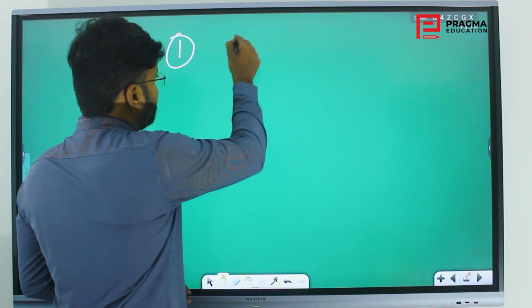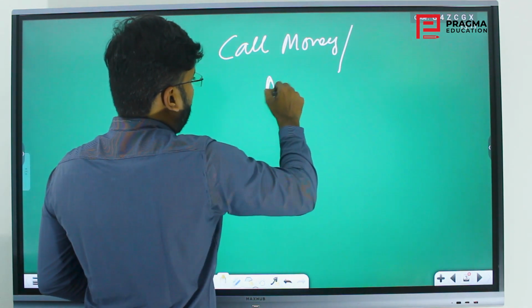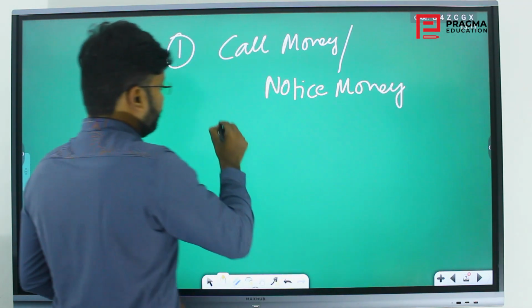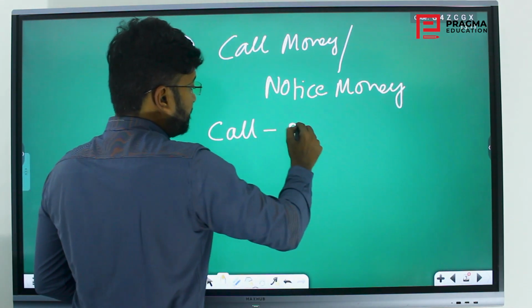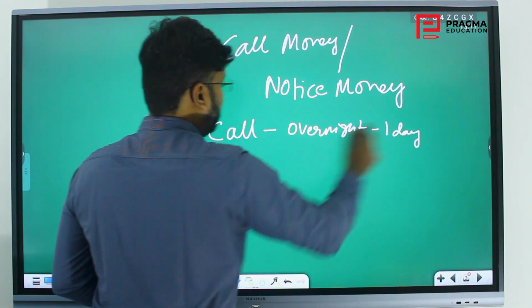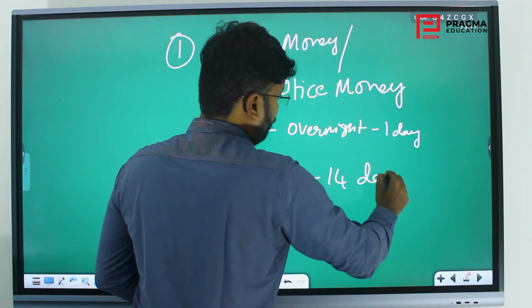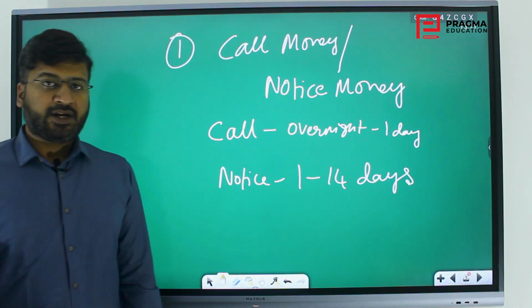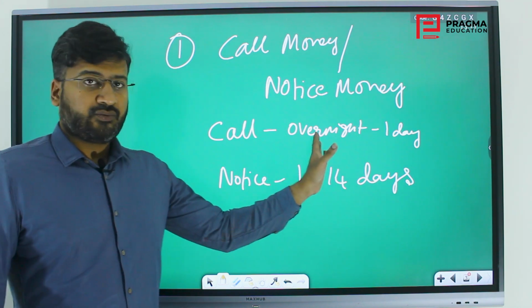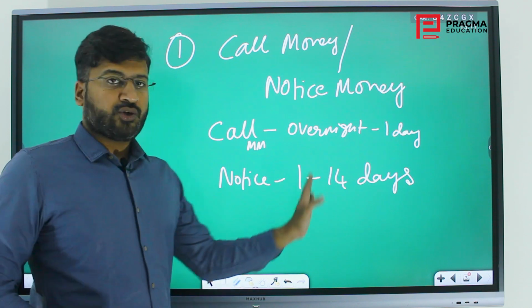First such money market instrument is call money or notice money. Easy. Call money means overnight to 1 day. Notice money means 1 day to 14 days. If the borrowing and lending of money in the markets or the financial transactions take place from overnight to 1 day, it is call money market. If it is 1 to 14 days, it is notice money market.